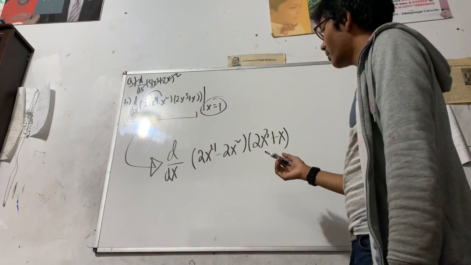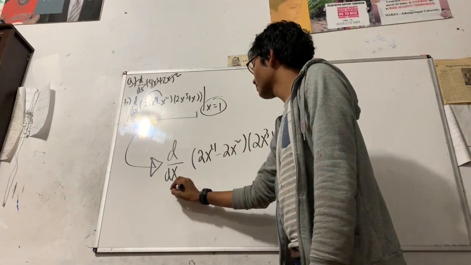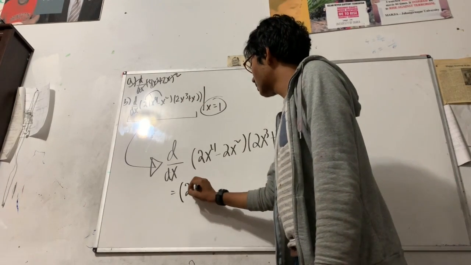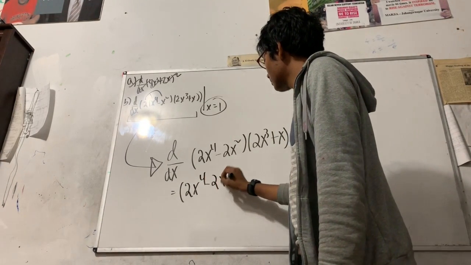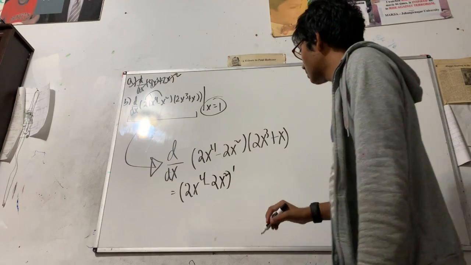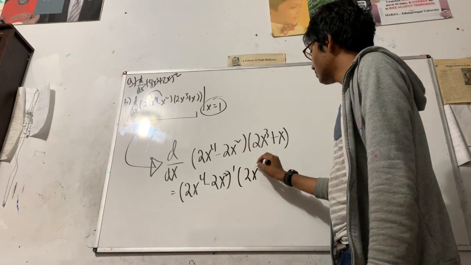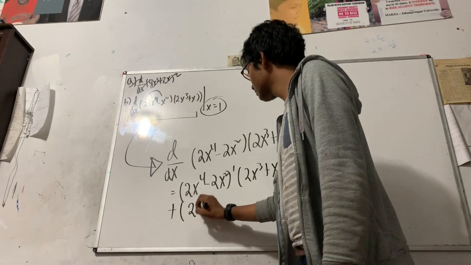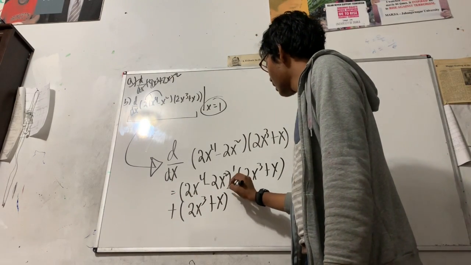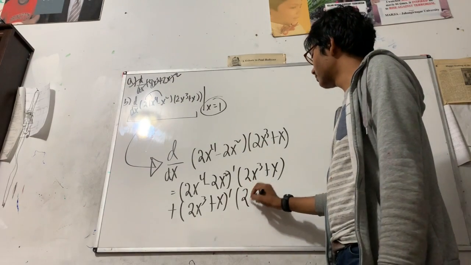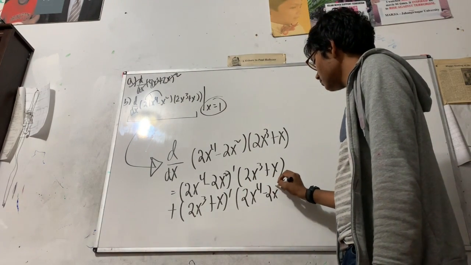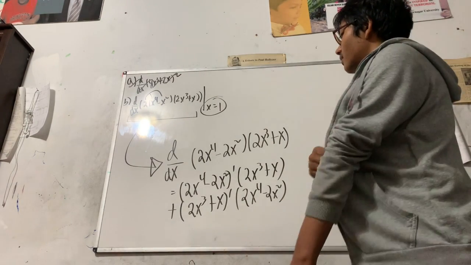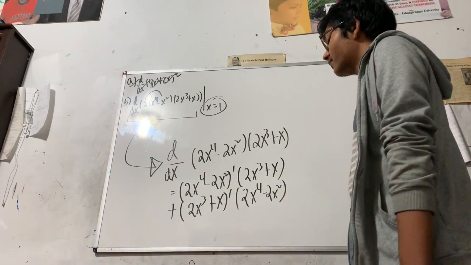Okay, let's proceed. Remember, the product rule tells us the derivative of a product is the derivative of the first term times the second term, plus the derivative of the second term times the first term. Okay, and that's the product rule, right? Now let's just find the derivatives of these terms.